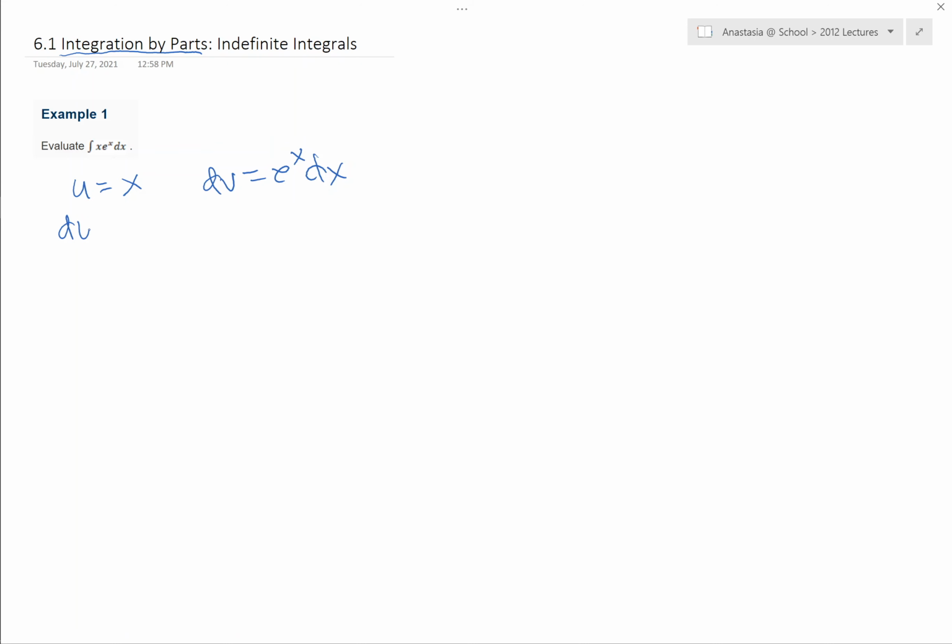Well, then we need to differentiate u, so we're going to get that du is equal to simply dx. We also need to integrate dv. That means that we're going to integrate e to the x dx, and we know from Calculus 1 that the integral of e to the x is just simply e to the x. So we get that v is equal to e to the x.